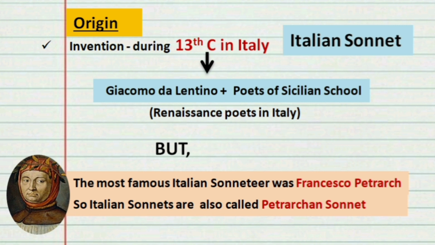Now let's look into the origin of sonnets. Sonnets were actually invented in Italy during the 13th century. Some Renaissance poets in Italy, like Giacomo da Lentino and other poets of the Sicilian school, are responsible for the development of Italian sonnets. But the most famous Italian sonneteer then was Francesco Petrarch. Because of this poet Petrarch, Italian sonnets are also called Petrarchan sonnets.